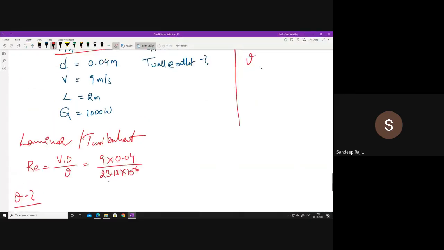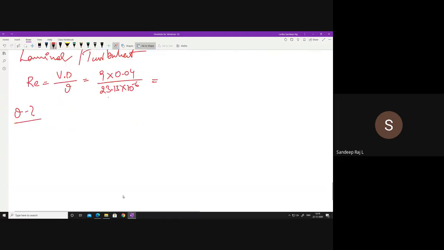The same value you write here also: 23.13 into 10 to the power of minus 6 meter square per second. So write the Re value. Calculate and tell me what is the Re value now. It is 15564.20.